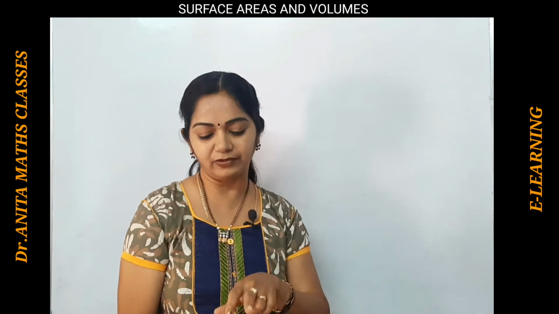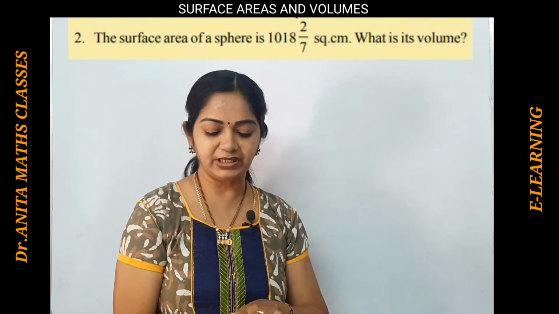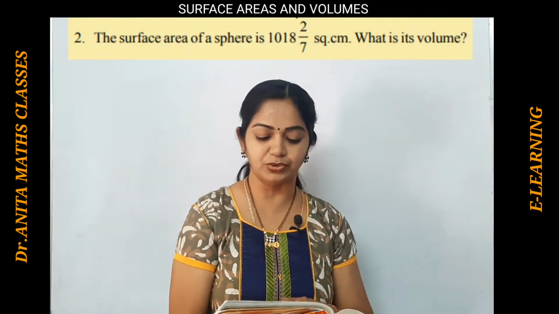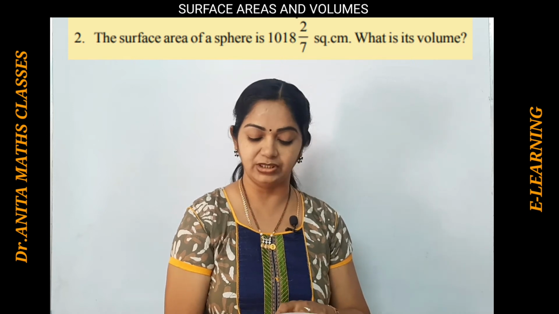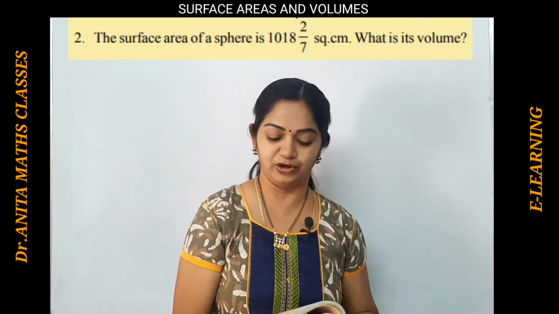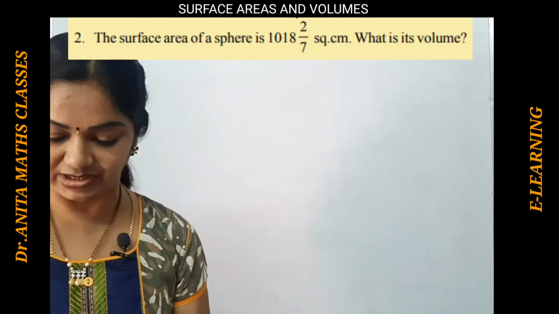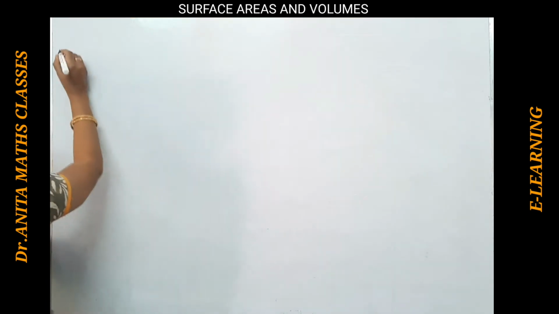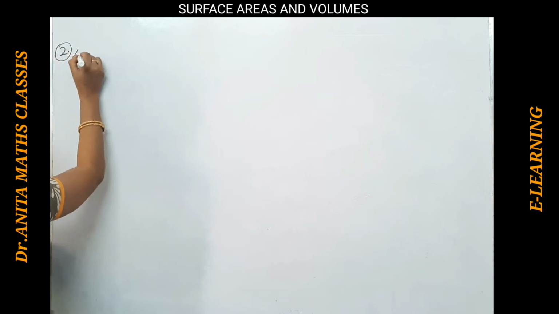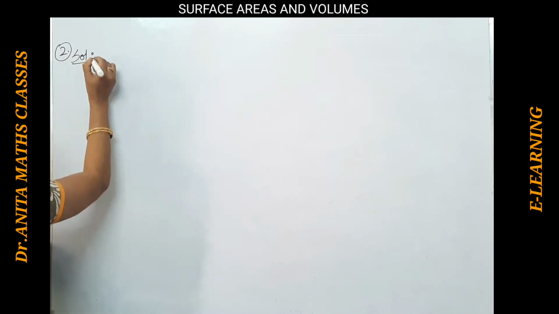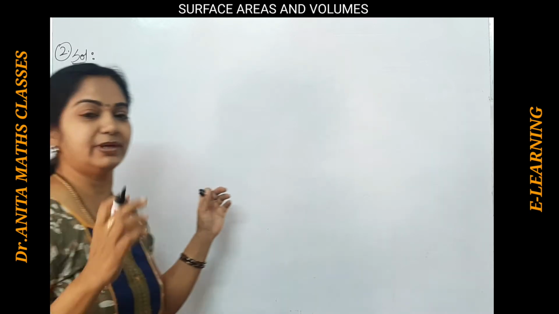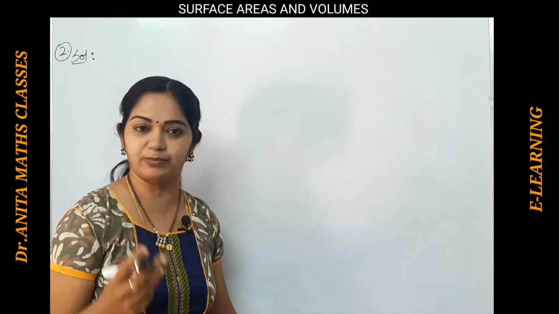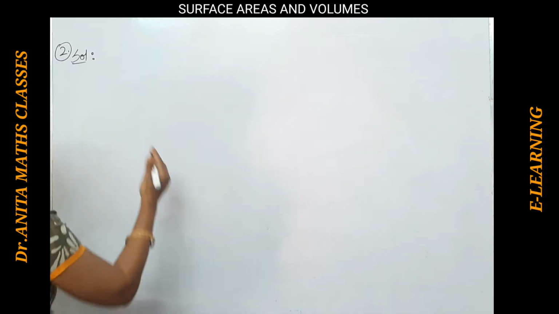The second problem I'll read out for you. The surface area of a sphere is 10182 upon 7. This is a mixed fraction. Square centimeters. What is its volume? Here given the surface area and we need to find the volume of the sphere. The second question solution here. So always what we do, the mixed fraction, change it into the improper fraction and do the simplifications.